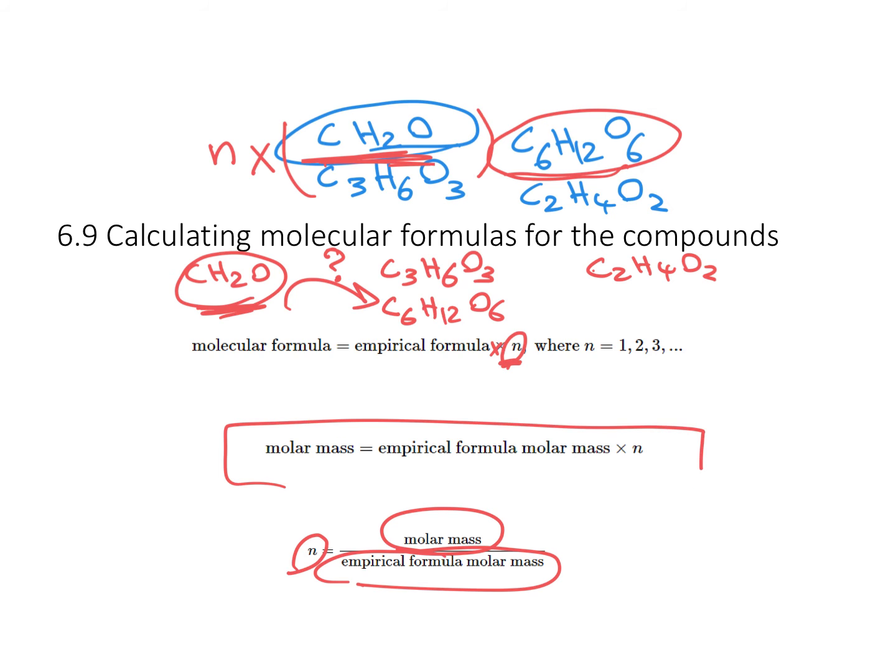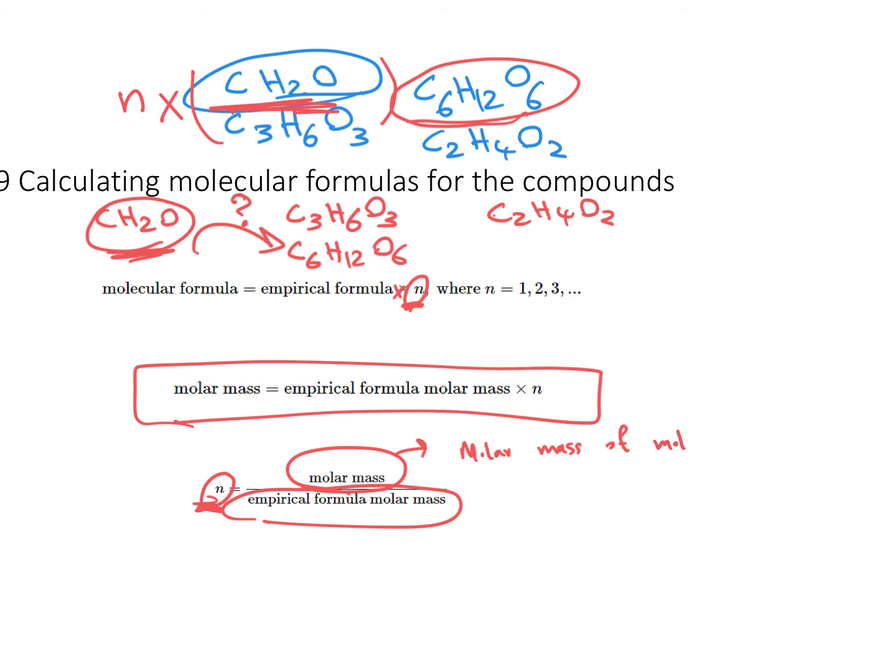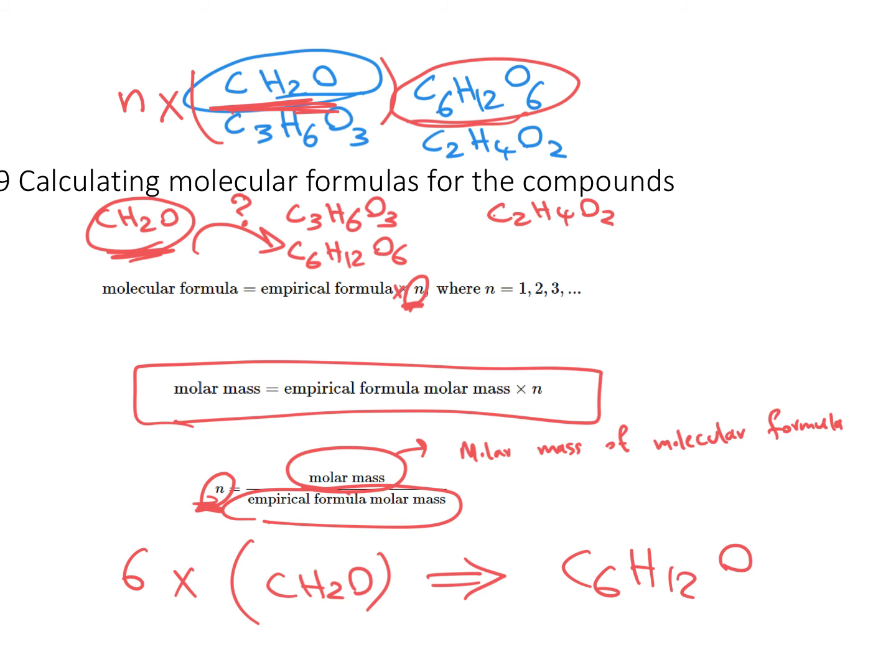Okay. And remember this formula: this N here is the molar mass of the molecular formula divided by the molar mass of the empirical formula. That gives you N. And then when you multiply that N, for instance, as your friend said in one example 6, if you multiply that by CH2O, you find C6H12O6.